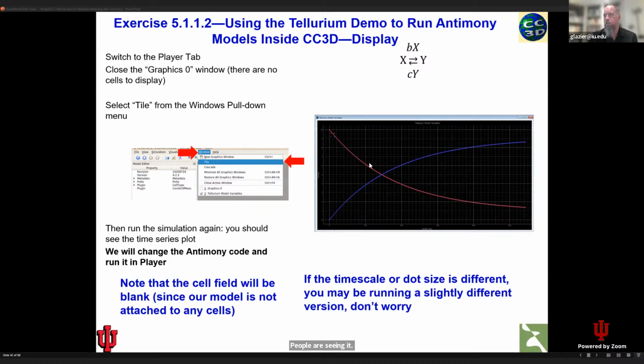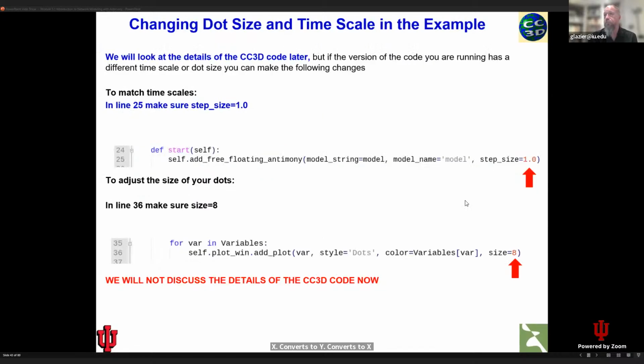Depending on your computer, these dots may be a little bit too small to see well. The time scale may be too fast, depending on how fast your computer runs. But basically, you're seeing a chemical reaction. X converts to Y, Y converts to X, and you reach an equilibrium.